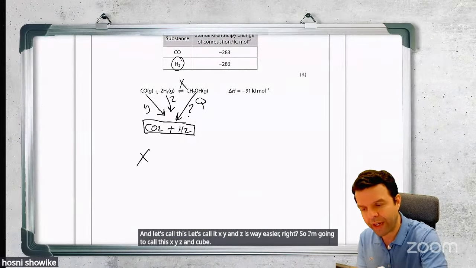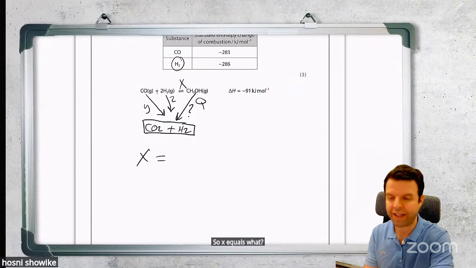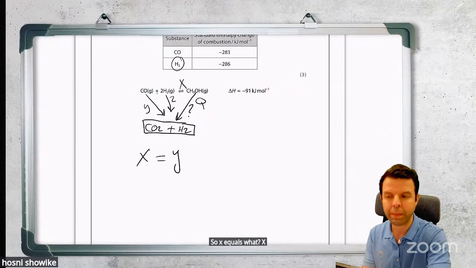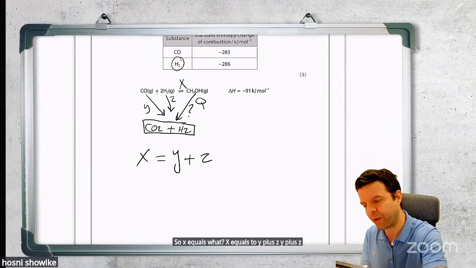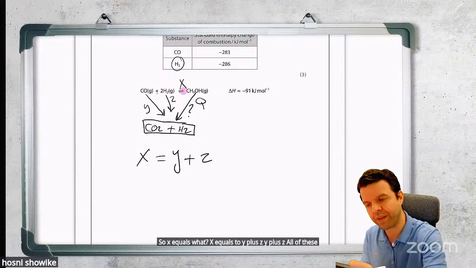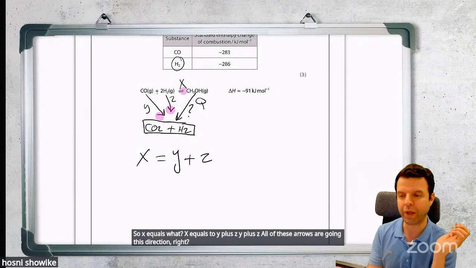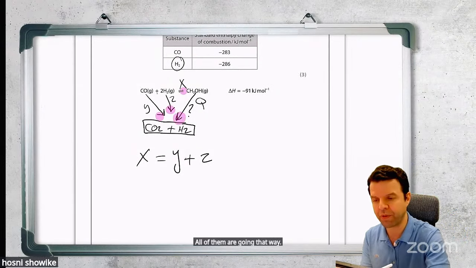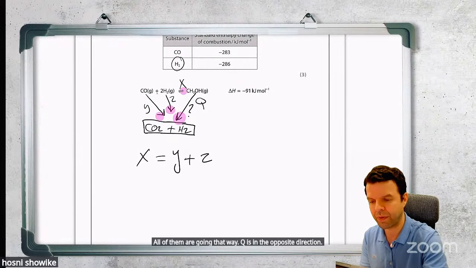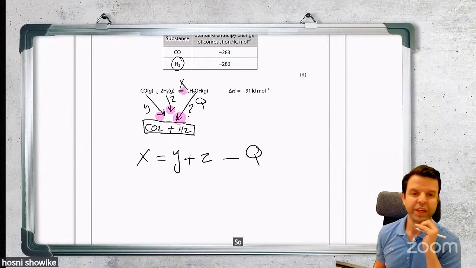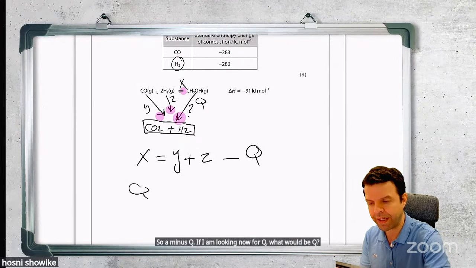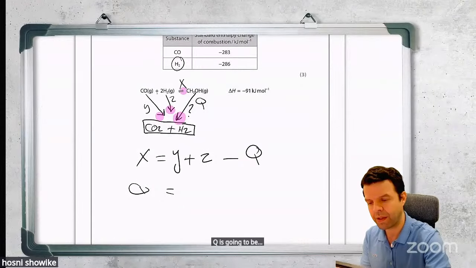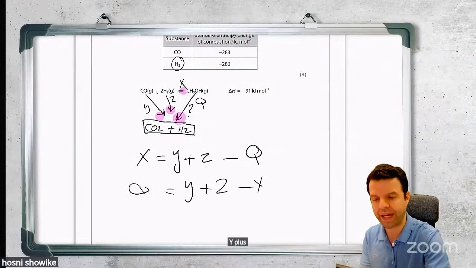Okay? So X equals what? X equals to Y plus Z. Why? Because all of these arrows are going this direction, right? All of them are going that way. Q is in the opposite direction. So minus Q. If I'm looking now for Q, what would be Q? Q is going to be Y plus Z minus X, okay?